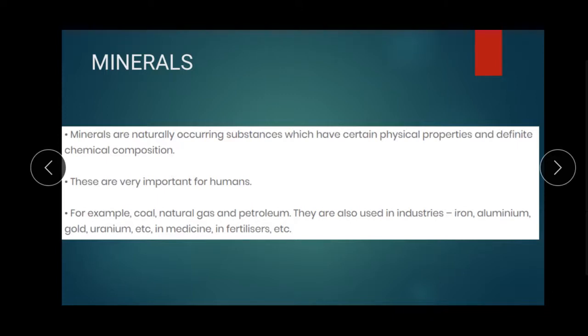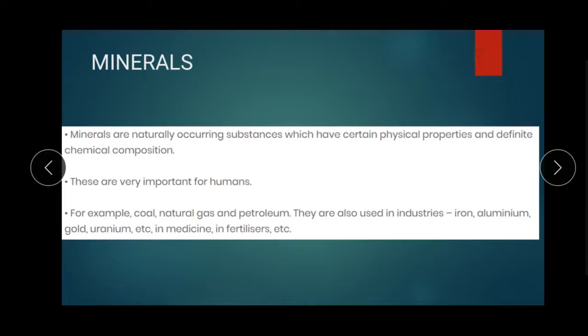Then these minerals are very important for humans. Yes, they are very useful for us, right, children? For example, coal, natural gas, petroleum. We are using coal, natural gas, petroleum in our daily life, right? Like for example, petrol. If you want to drive a car or scooty, we need what, children? We need petrol, right? Next, they are also used in industries.